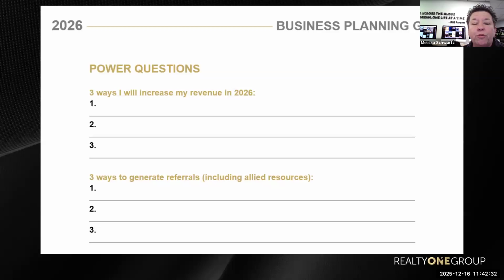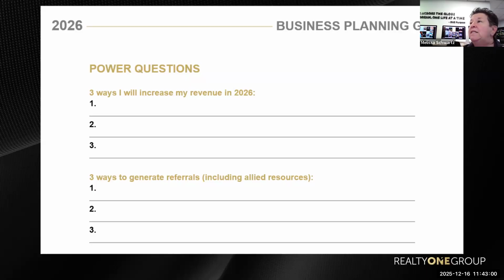Okay. 3 ways to generate referrals, including your allied resources. What can you do to open up those avenues of conversation with people you already interact with? How can you build those relationships? You were saying you need to talk to your doctor. It's a little harder. Doctors typically don't want to interact. You have some that probably do, right? Yeah, more. Especially my dentist, super cool.